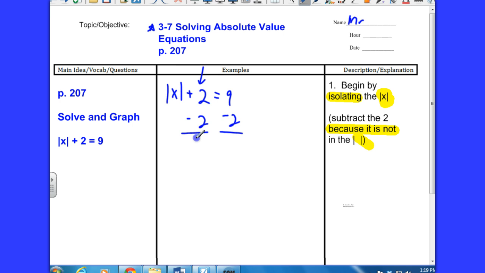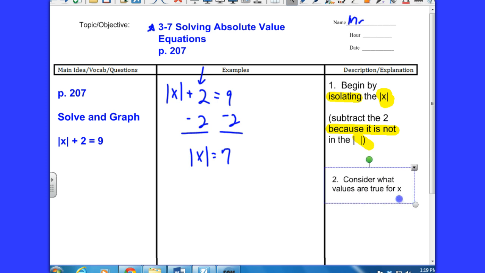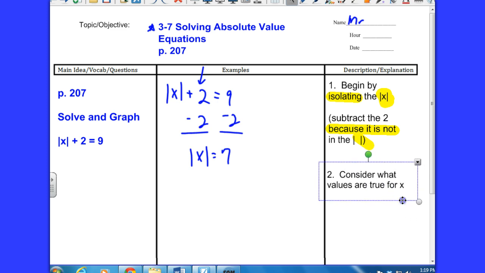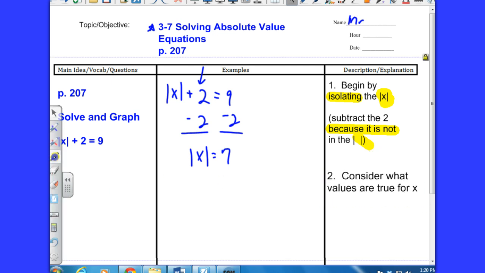You have to kind of isolate the absolute value, then you deal with it, because something different happens here, for lack of better words. So here's what I've come down to. I subtracted 2 from both sides, and I get the absolute value of x is equal to 7. Well, I have the absolute value of x is equal to 7, and here's what we now need to do with that. We need to consider what values are true for x. So get that down in your notes as well. Consider what values are true for x.